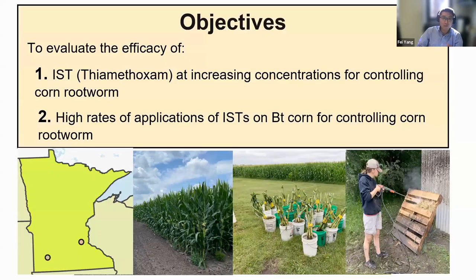So in this study, we have two objectives. This is one of my master's students' research. First, we try to understand the different concentrations of seed treatment, we use thiamethoxam, to understand their control efficacy for corn rootworm. And the second, we try to understand the high rates of all the insecticide treatments in the market for managing corn rootworm in both BT and non-BT cornfields.